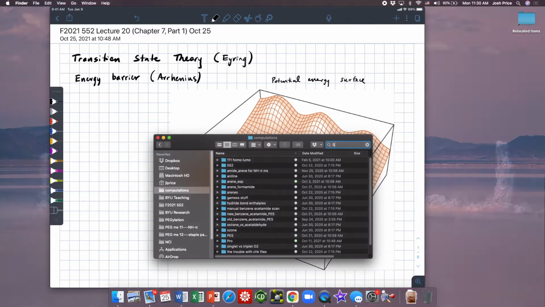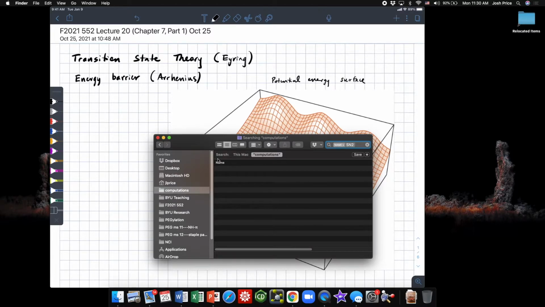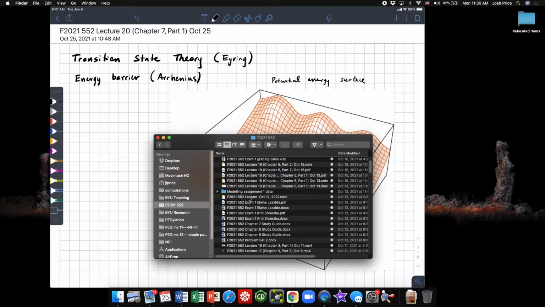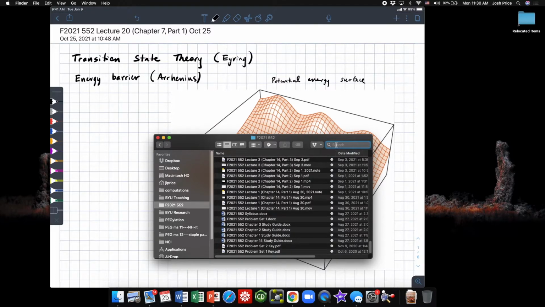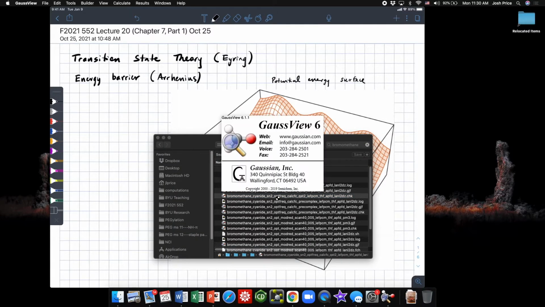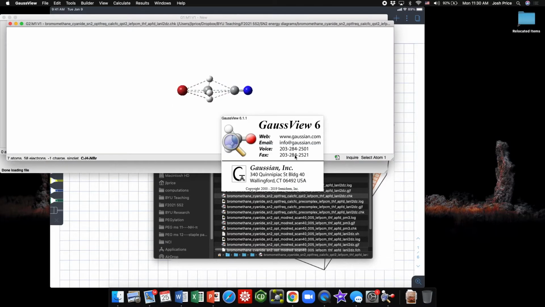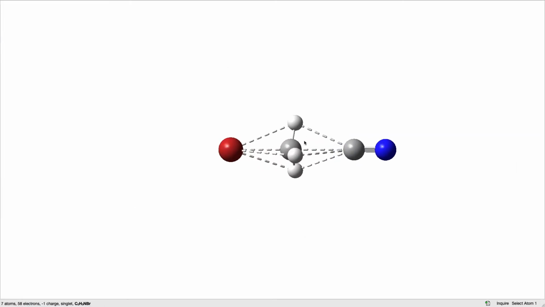Or rather the SN2 reaction, I think is what I wanted. Well, it would have been a good idea for me to think of this before I had to go search for the file. So this is a results file from a calculation I did, finding the transition state of the reaction between bromomethane and cyanide.